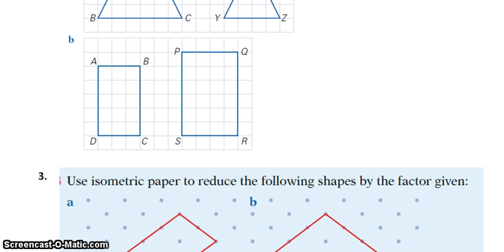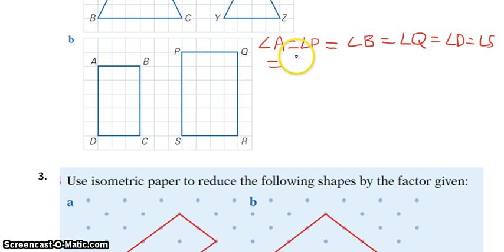Same with the next question. So I can do a bit of this question with you. Now, first of all, these are rectangles, so we know that their angles are 90, but you can measure them with a protractor if you want. So I'm going to start off by going angle A equals angle P equals angle B equals angle Q equals angle D equals angle S equals angle C equals angle R equals 90 degrees. Okay, and that's by measurement, because you would have measured that with your protractor.